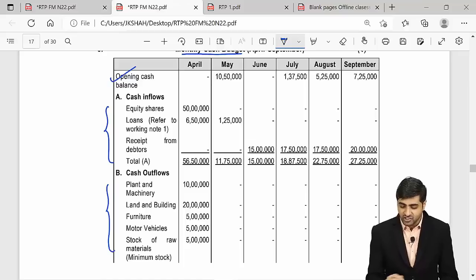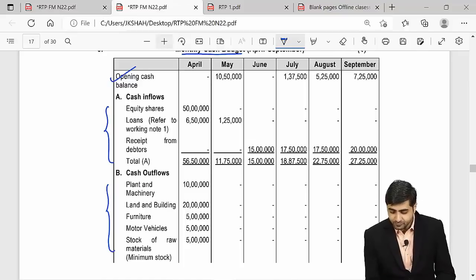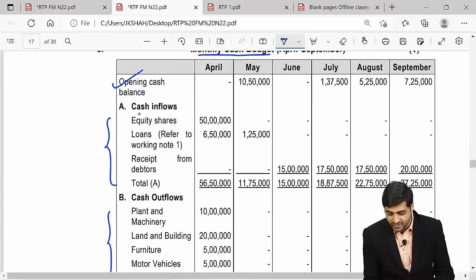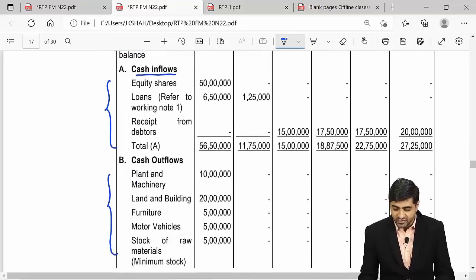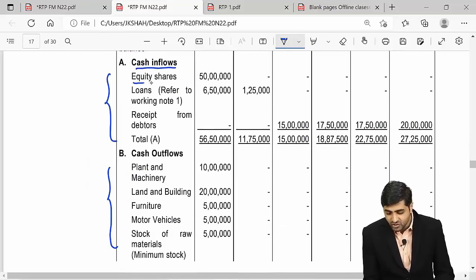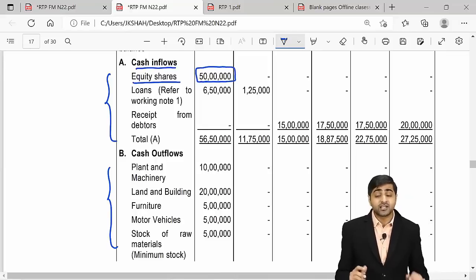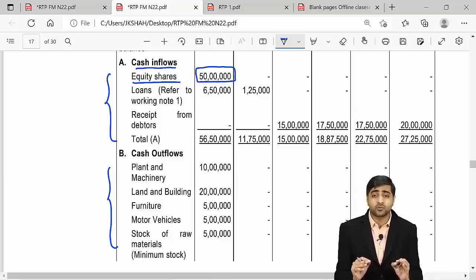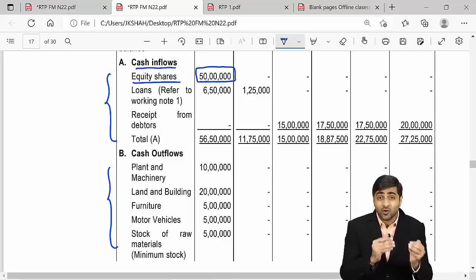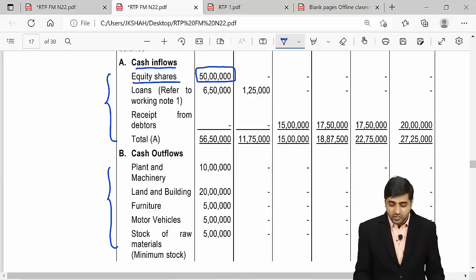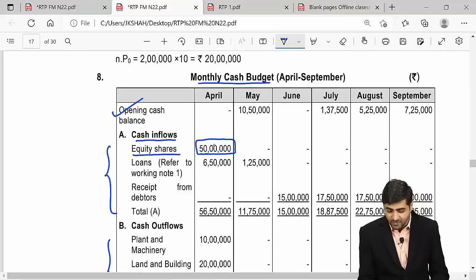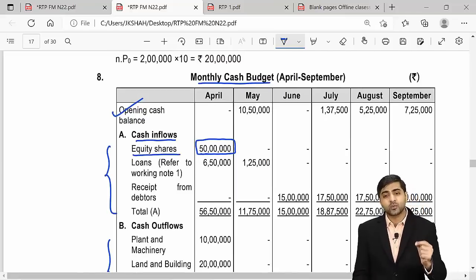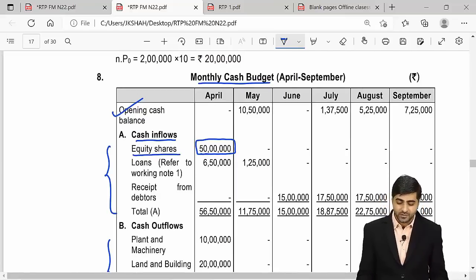So as you all can just check, we are having cash inflows, and in the cash inflows, you can check that there is some issue of equity shares amounting to rupees 50 lakhs. So guys, we are not concerned with what is going to be the authorized capital, we are concerned with how much cash you are going to receive. So 50 lakhs will be nothing but in the month of April, you are issuing equity shares, you are going to receive this 50 lakh rupees.